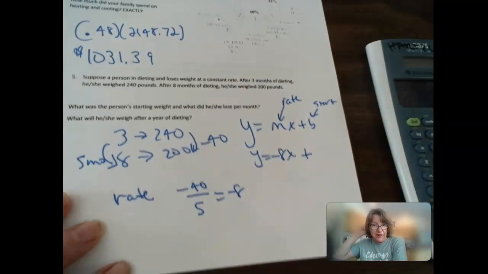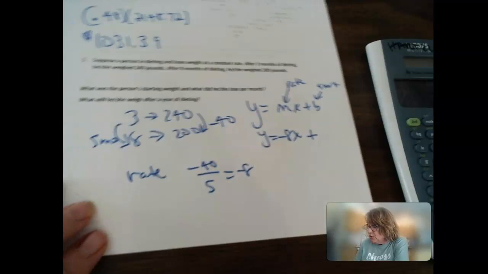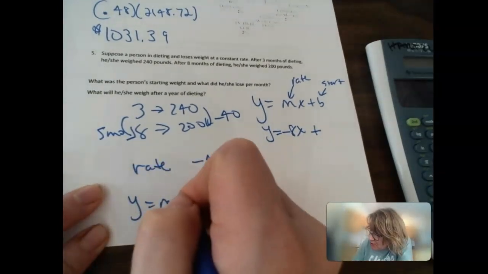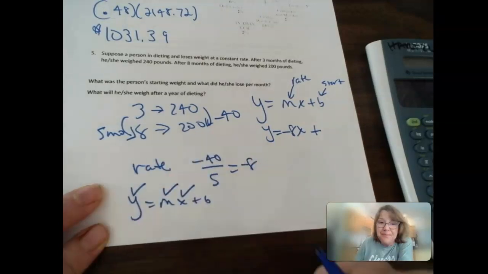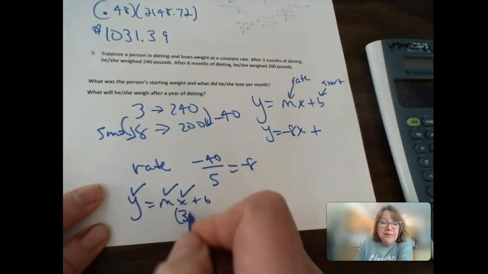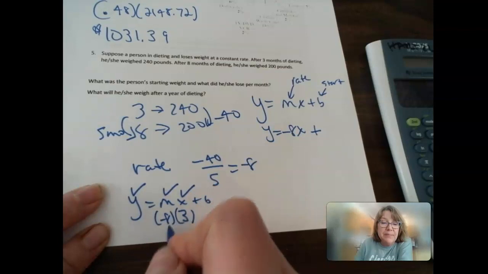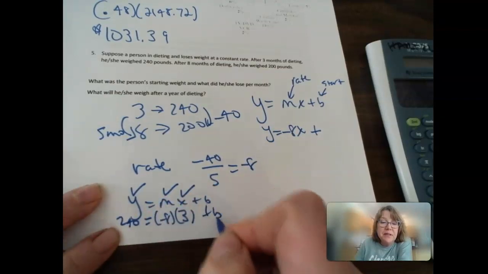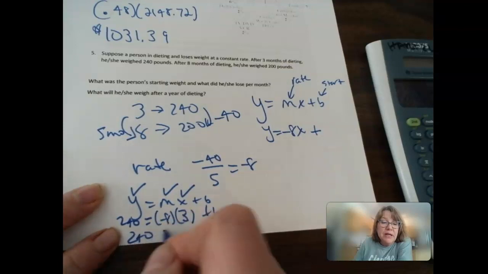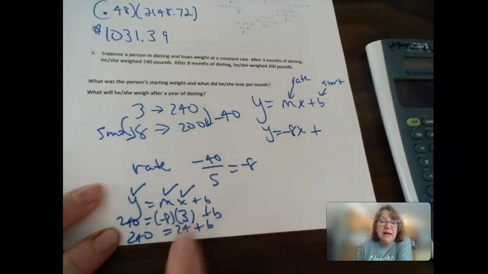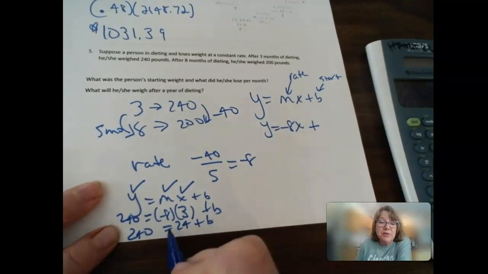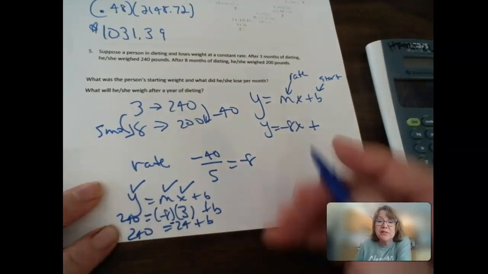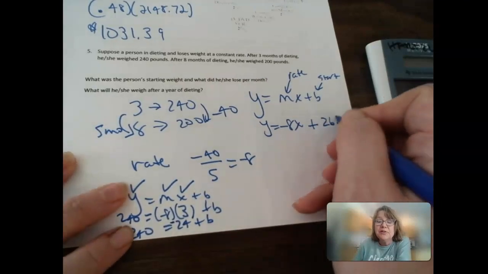Now I have to figure out their starting weight. I could do algebra if you remember it. Y equals mx plus b. I know the input, I know the output, I know the rate. So at the 3-month mark, that's my input. I know they lost 8 pounds per month, and their output was 240. So 8 times 3 is 24. Basically, in that 3-month time period, they lost 24 pounds. So if you go back in time, they would gain that weight. So is 264 their starting amount?